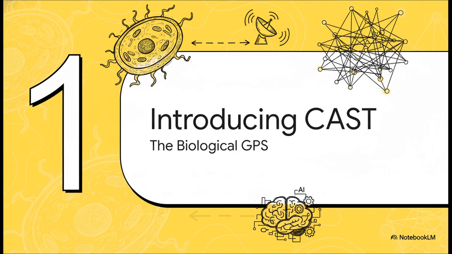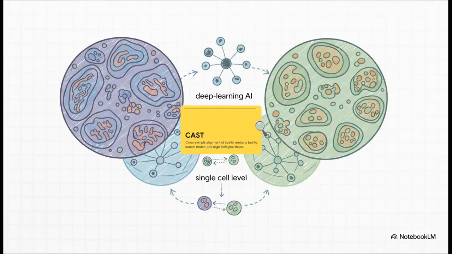Well, a team of researchers has developed a brilliant solution. It's a tool that acts like a biological GPS, creating a kind of common coordinate system for all of our cells. It's called CAST. CAST, which stands for Cross-Sample Alignment of Spatial Omics, is a seriously powerful deep learning AI. It really is that universal translator we've been talking about. It can look at two completely different biological maps, find the hidden patterns and similarities, and then perfectly align them, right down to the level of a single cell.